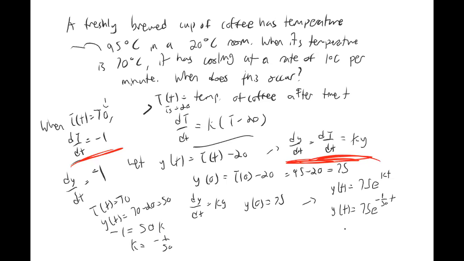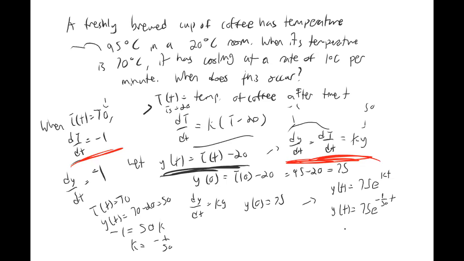Everyone follow so far? So again, when T of t is 70, dT/dt is -1, but these two are equal, so dy/dt is also -1. And from this equation right here, if T of t is 70, y of t is 70 minus 20, which is 50. So this thing's -1, this thing's 50, and then I solve for k.